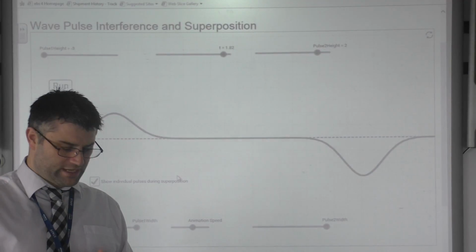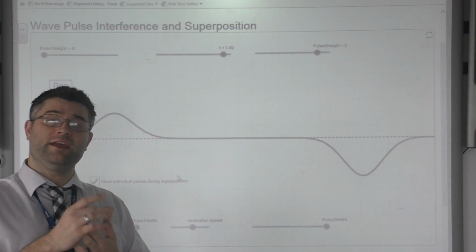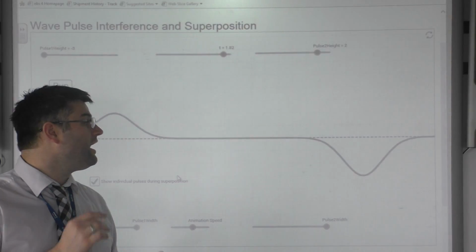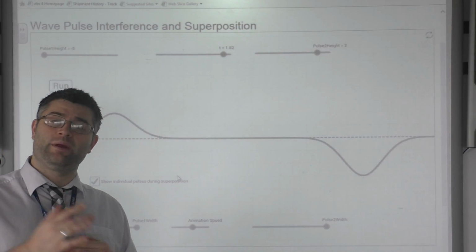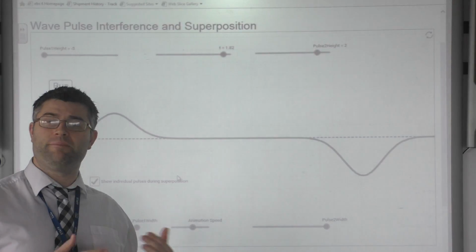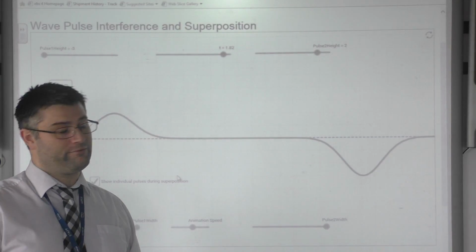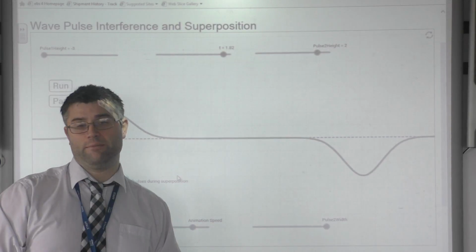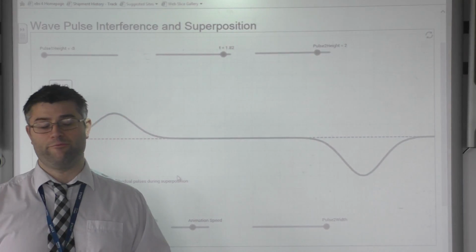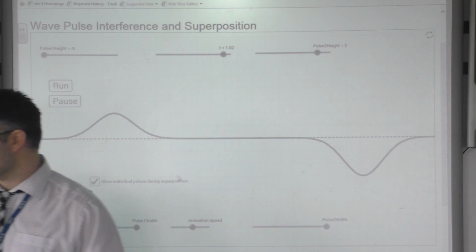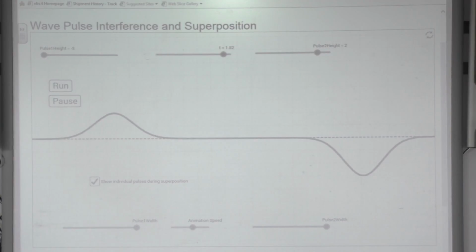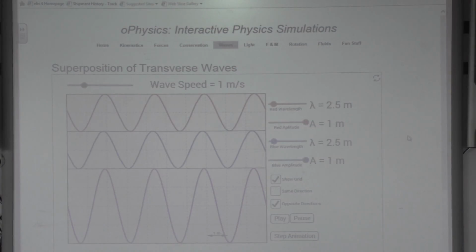Okay, so that is superposition in its simplistic forms. Vector addition of displacements at any point along the wave give a new resultant wave. We get constructive and we get destructive interference depending on the relationship between the two waves at any one point in time and what their relative displacements are.